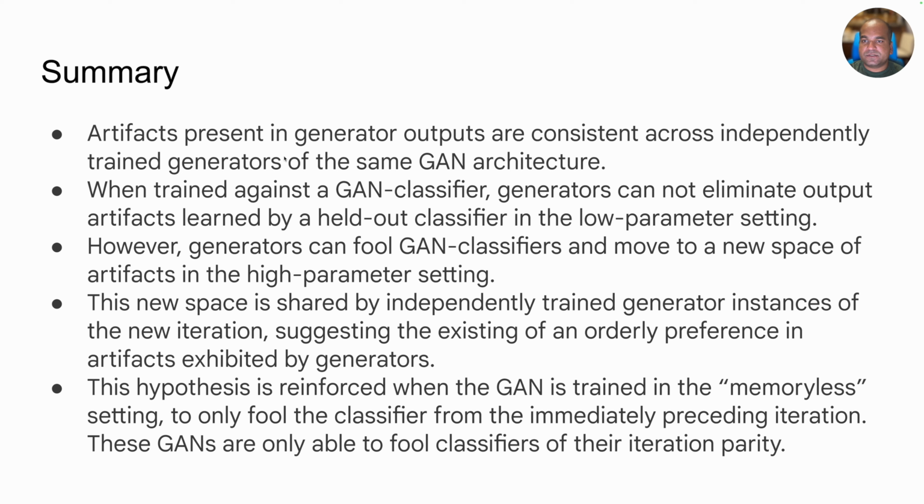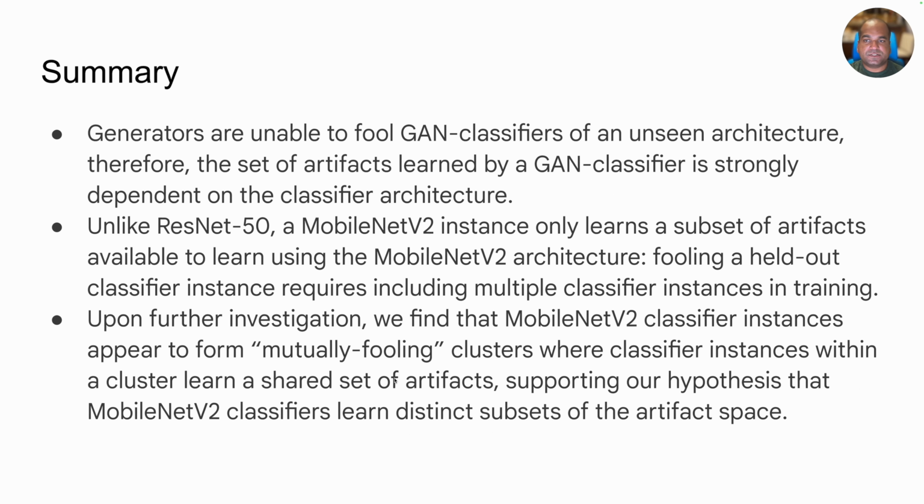So now we summarize the results. The artifacts across different instances from the same architecture are shared. In the low parameter setting, you are not able to fool held out classifier instances. In the high parameter setting, however, you can fool held out instances, and then it moves to a new space of artifacts. This new space of artifacts is again shared by the different instances trained independently. This means that there is some kind of an orderly preference, and this is reinforced in the memoryless setting.